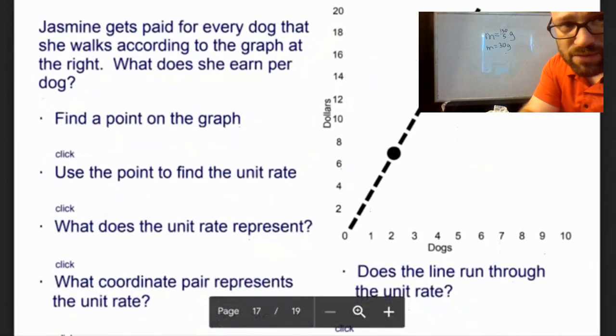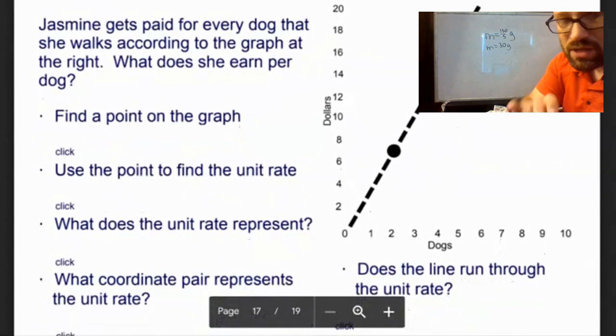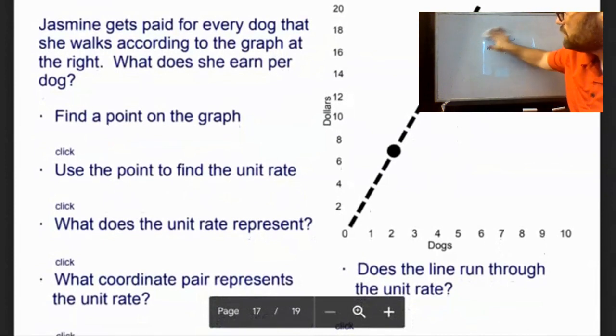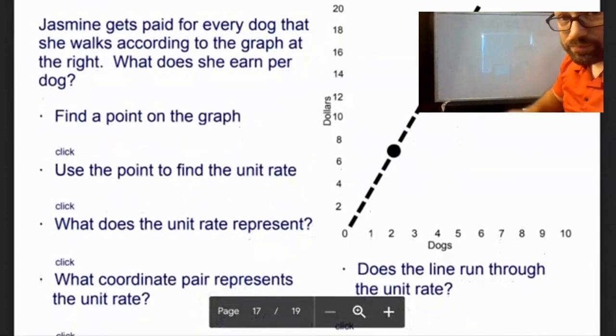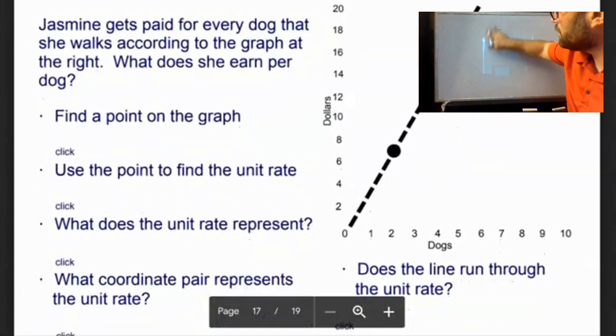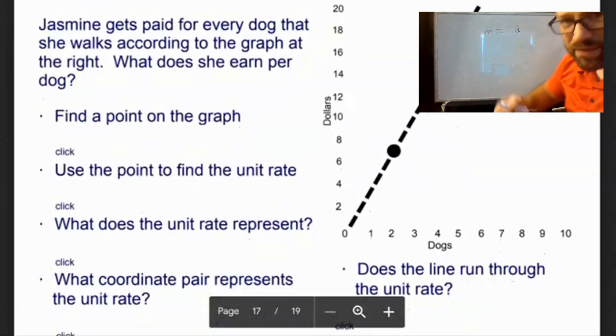Jasmine gets paid for every dog that she walks. So once again, money's on top. It's our y-axis, and the number of dogs she walks. So money, dollars equals... since these are both, I'm going to put M for money and D for dogs. Then I'm going to pick my points.